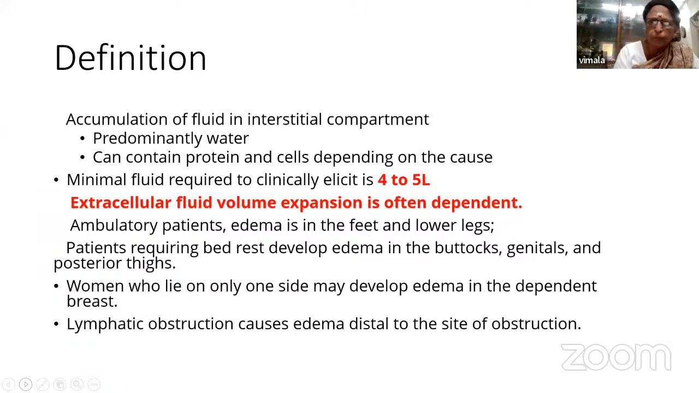What are the sites you look for edema? In ambulant patients who are walking around and complain of edema, you have to look for edema in the feet, legs, and also around the eyelids. In a bedridden patient or a patient on prolonged bed rest, you have to elicit edema in the buttocks, genitals, or posterior thigh. Depending on the side you lie, the fluid gravitates to that side, and that side becomes more edematous. Especially in women, that can give rise to unilateral swelling of the breast. When there is a lymphatic obstruction, the edema collects distal to the site of obstruction.